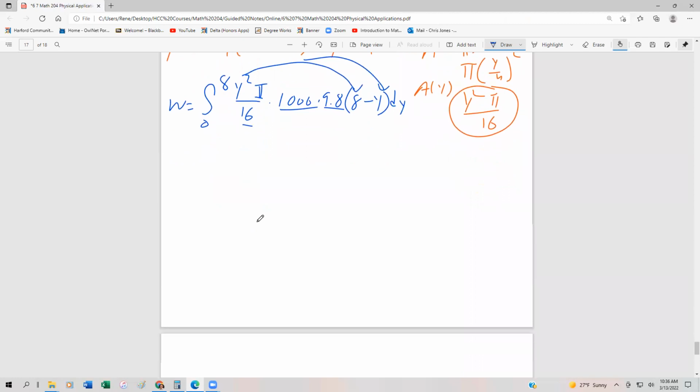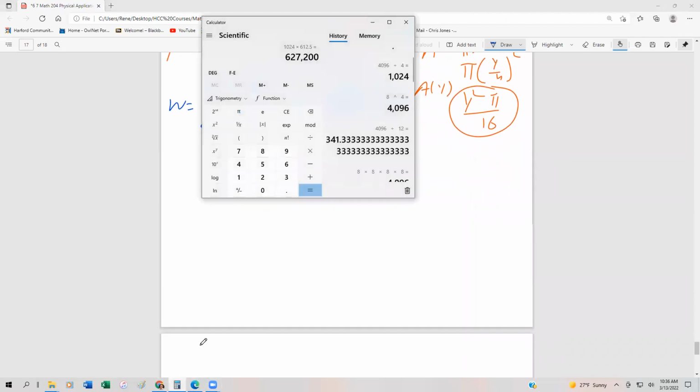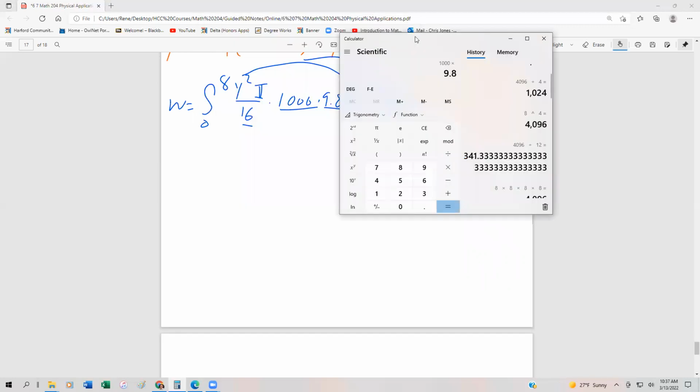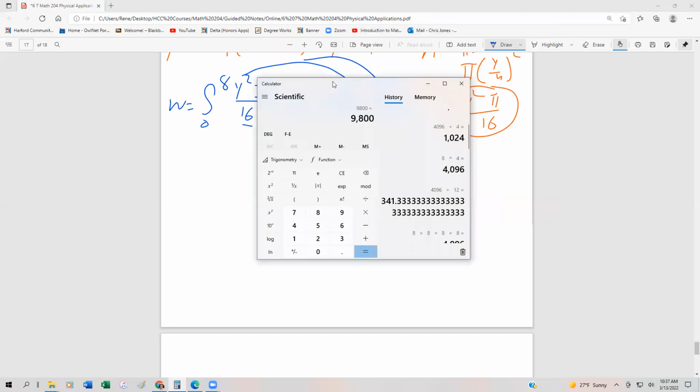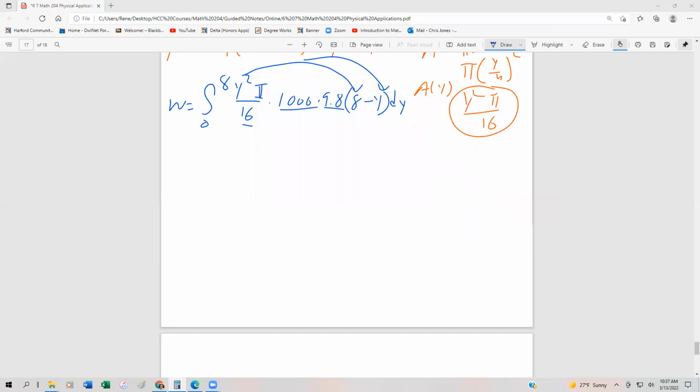If we do so, and I'll use my fancy calculator, this is going to be 1,000 times 9.8. And then we also have our 16 that we have to divide by. All right, so I get 612.5. And I'm just going to pull that out. So our work is going to be 612.5 pi, integral from 0 to 8. And then we also distribute the y squared. So that's going to be 8y squared minus y cubed dy.